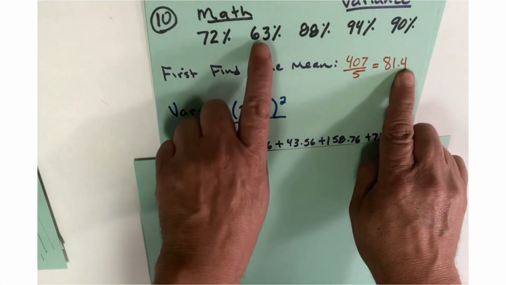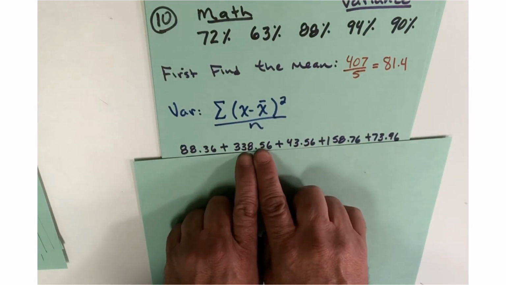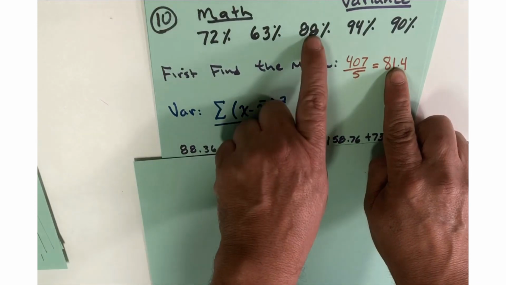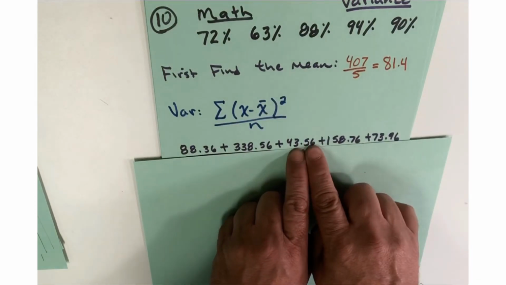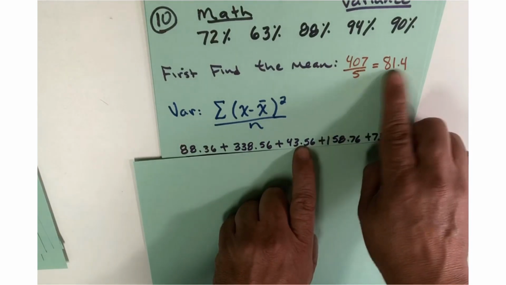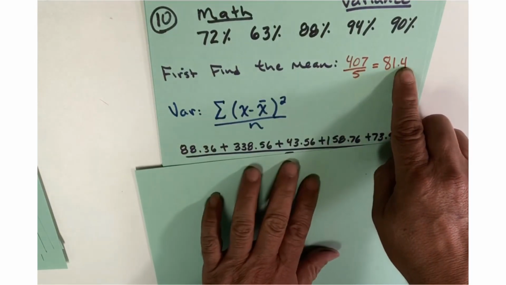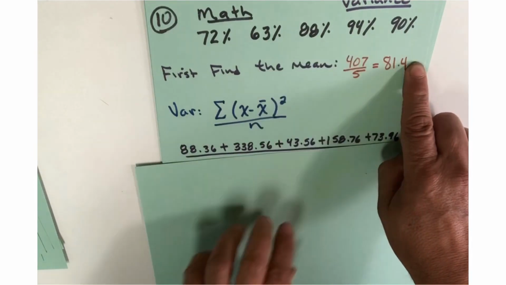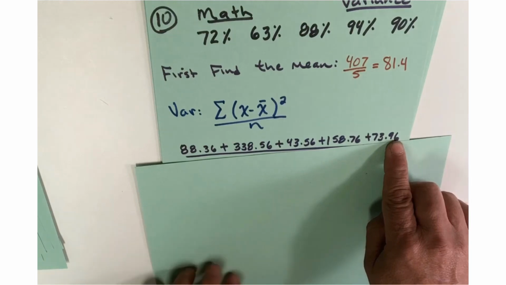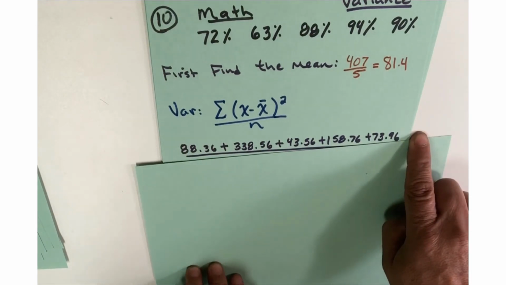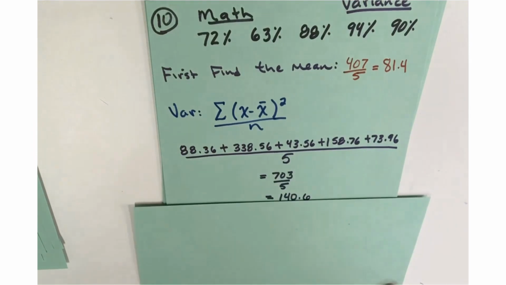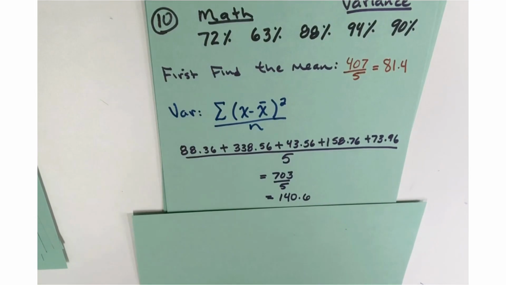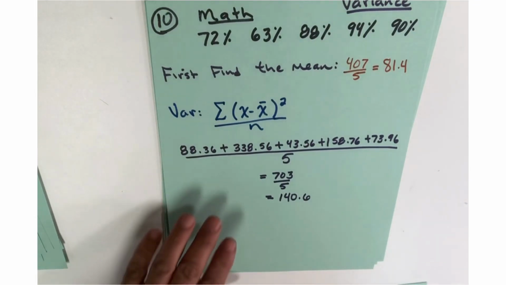Get 81.4, take away 63, and square it. You get 338.56. Do it again 3 more times. 81.4, take away 88, and square it. You'll get 43.56. Do it 2 more times. 81.4, take away 94, and square it. You get 158.76. 81.4, take away 90, and square it. 73.96. There's all your 5 sums. And now you're going to divide by 5. And your variance is, after you add all of that and divide by 5, 140.6. Okay? That's number 10.